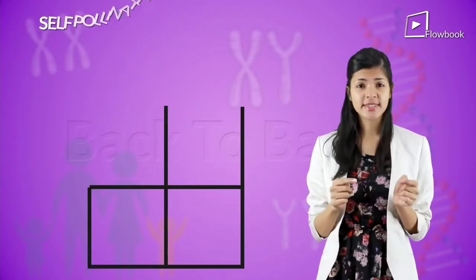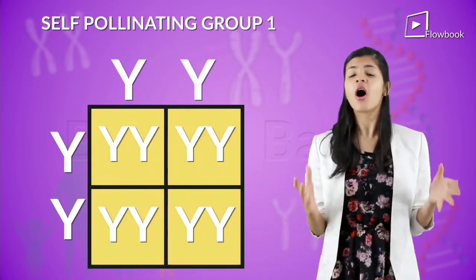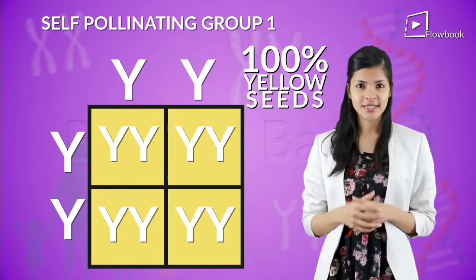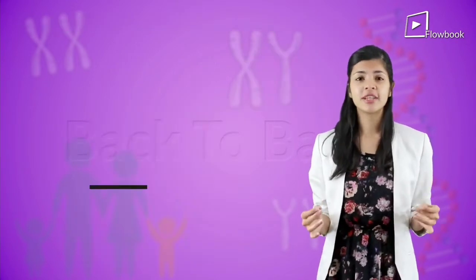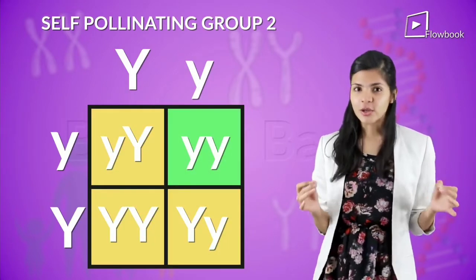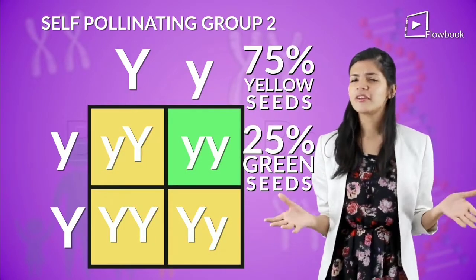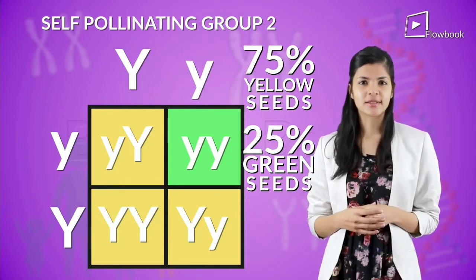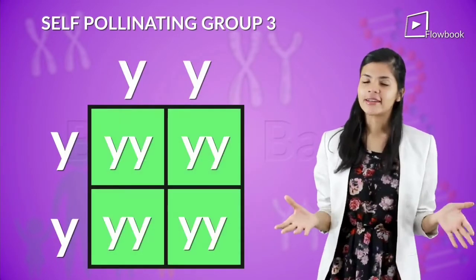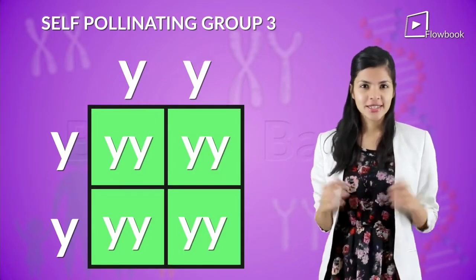So, on self-pollinating the first group, obviously he got 100% of yellow colored seeds. When he self-pollinated the second group, he got 75% of yellow seeded plants and 25% of green seeded plants. And when he self-pollinated the third group, again he got all green colored seeds.